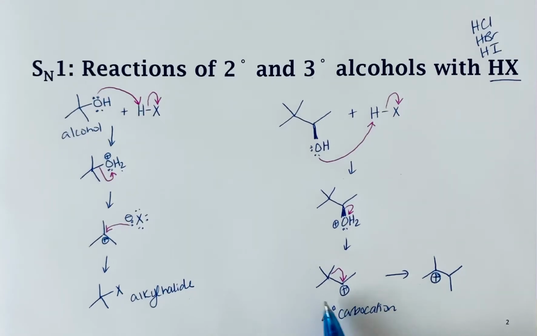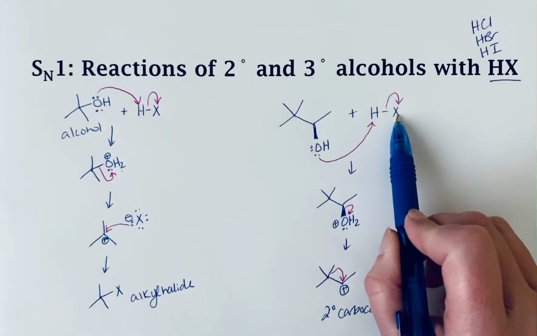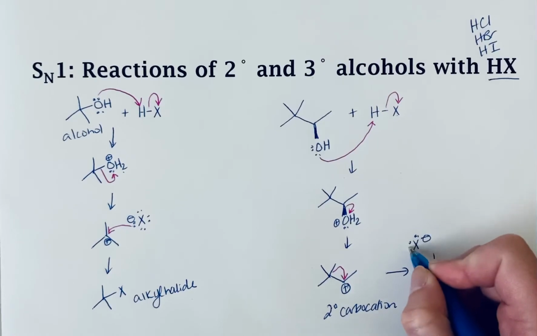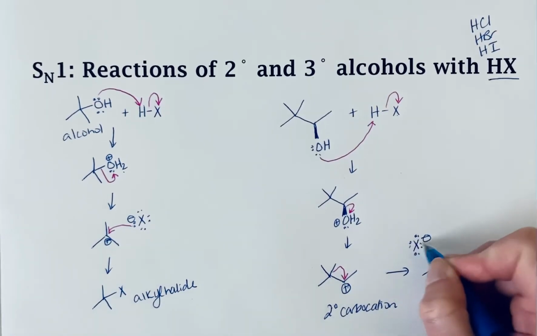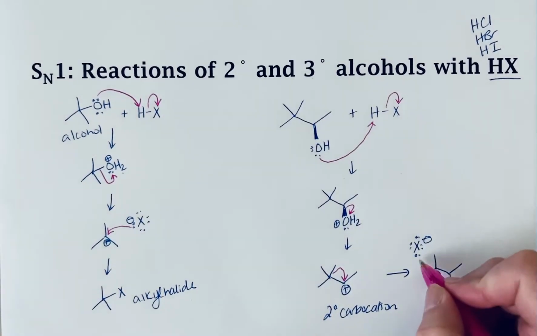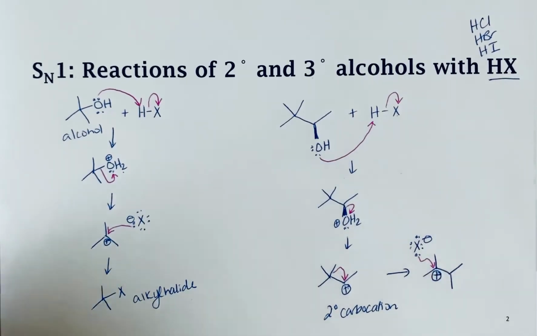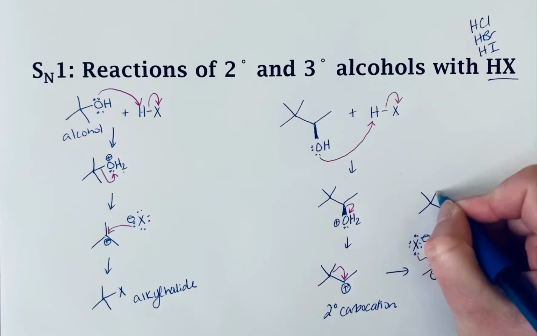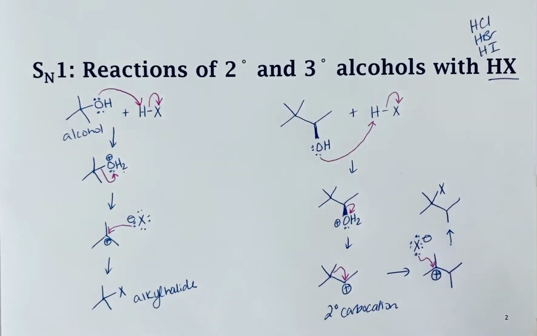After we've moved that, now we've got a stable carbocation. It's not going to rearrange further, and the nucleophile, that halide ion, can attack, forming a new bond, and we will end up with this alkyl halide.